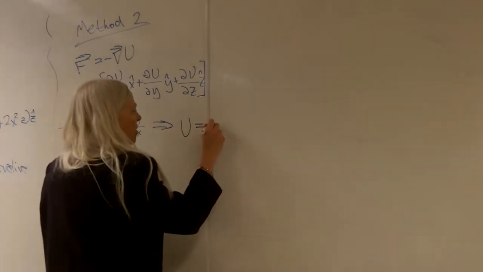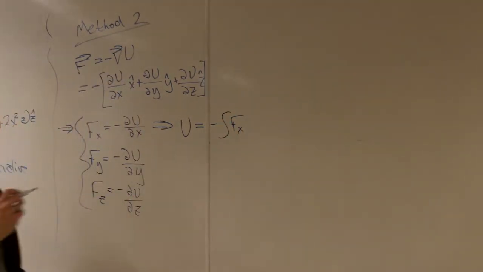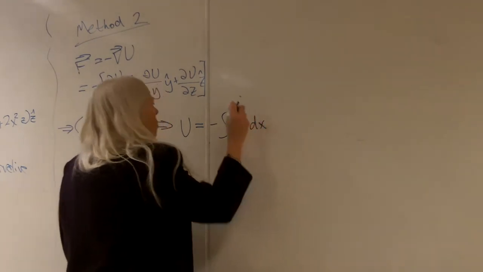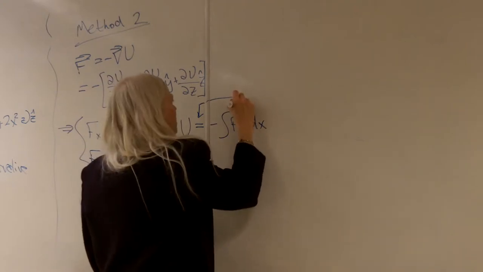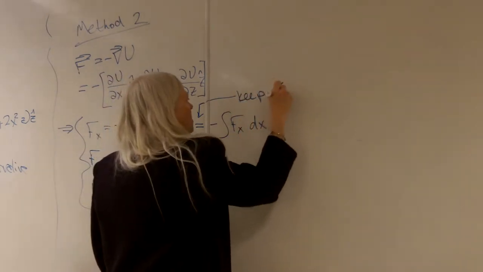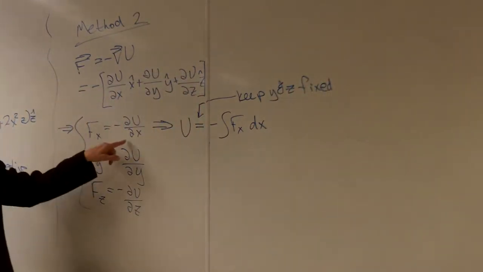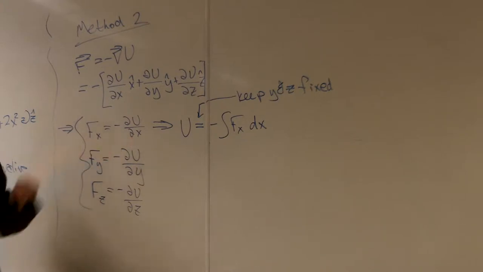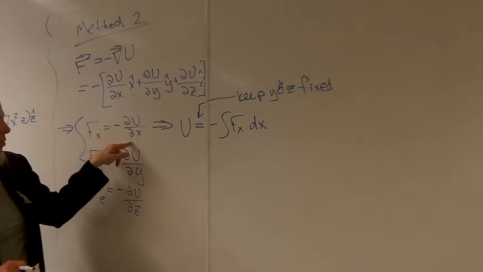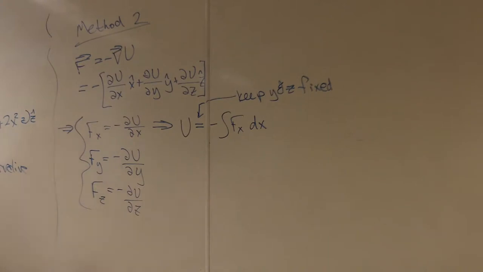Now, of course, there's a minus sign there, so there will be a minus sign in the integral also. So u would be minus the integral of f sub x dx, with the understanding, I'm just going to write it here in words, that when we do this integral, we keep y and z fixed. We treat y and z as if they're constants. And the reason, of course, is that in this beginning expression, this was a partial derivative with respect to x, and that means we're holding y and z fixed when we do those derivatives. So when we invert this derivative to get this integral, we also want to treat y and z like constants as we do this integral.